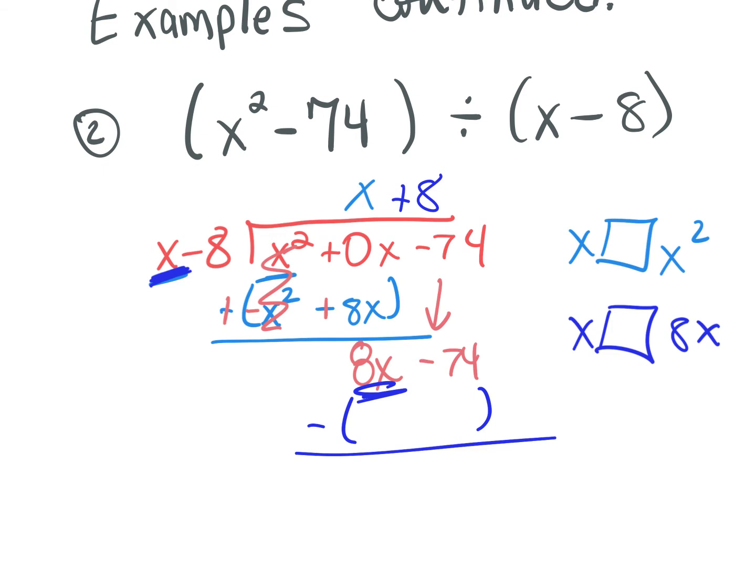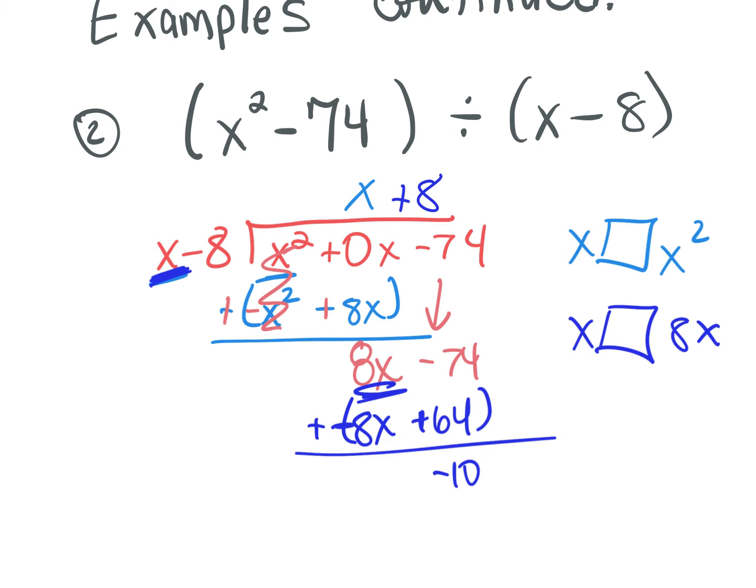Multiply. What's 8 times x? 8x. Good. And then what's 8 times negative 8? Negative 64, you're right. And now what do I do with that negative sign? Distribute, distribute, distribute. Negative 74 plus 64 is? Negative 10. Now I go to bring down. Is there anything else left to bring down?